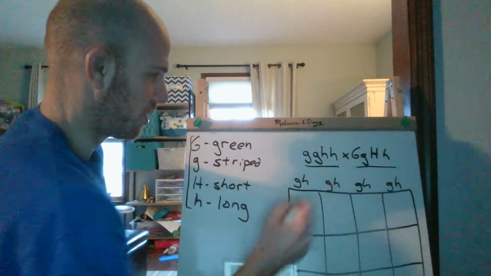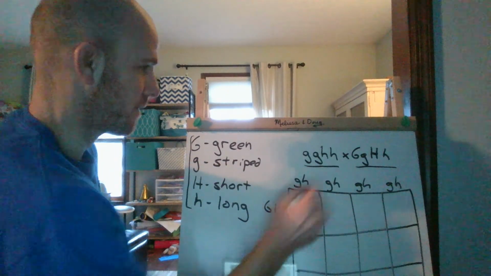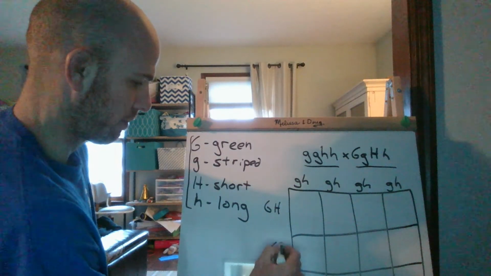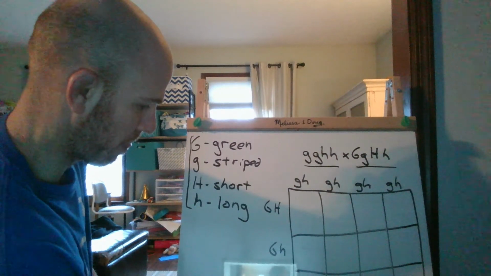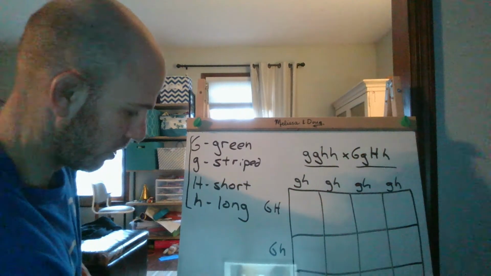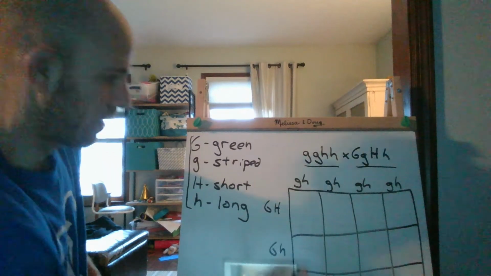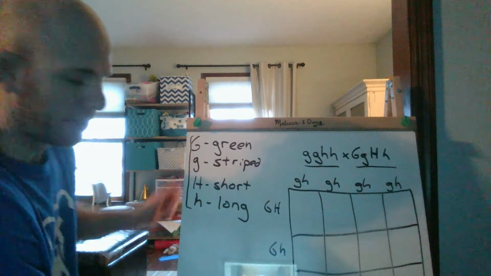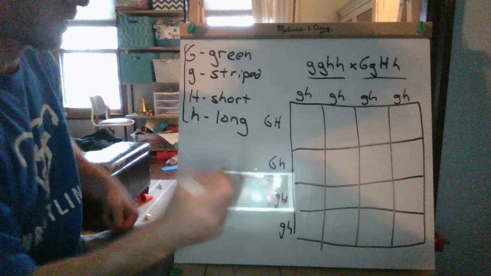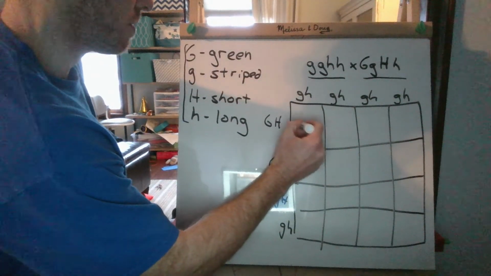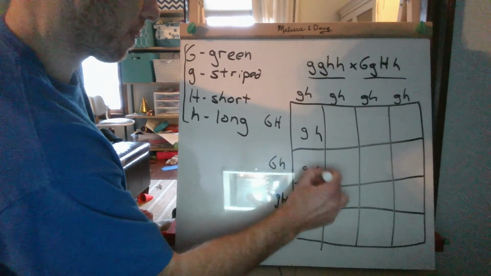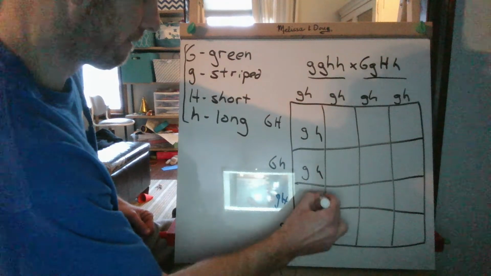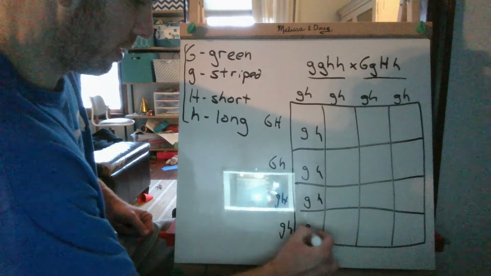This one is going to be big G, big H, big G, little h, little g, big H, and then little g, little h. Okay, now I'm going to carry them out to each box that they're associated with. I better angle this a little bit down. All right, so sorry, it's kind of hard for me writing at an angle here.